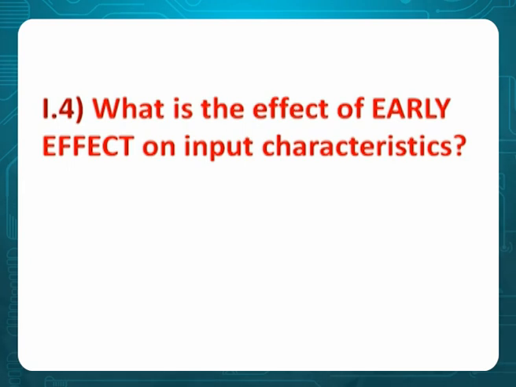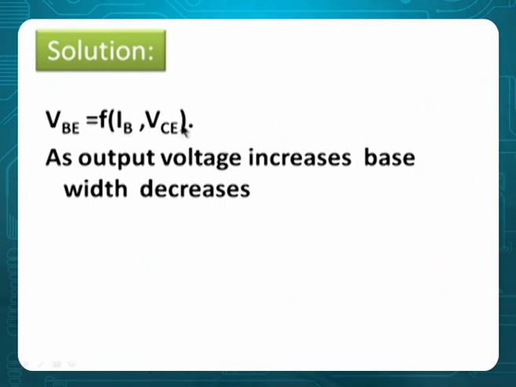Question number 4. What is the effect of early effect on input characteristics? What is happening on the input? Look here. VB is a function of IB and VC. As output voltage increases, base width decreases. In fact, as base width decreases, input current increases and thereby output current also increases. So this is the effect of early effect based on the input equation, the input side.